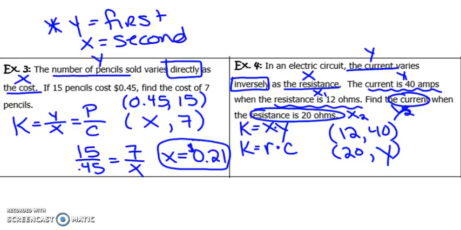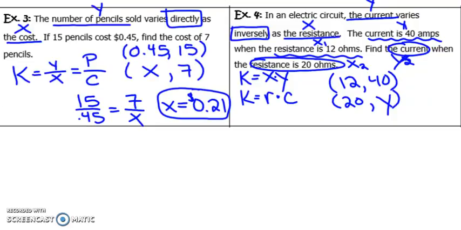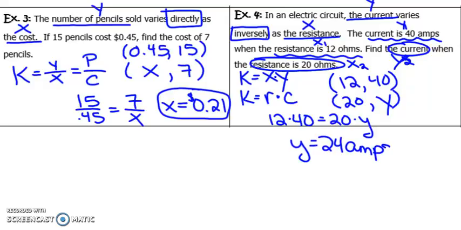So again, we're just setting up points based on the X and Y, and then we're going to solve them the same way we've been solving them. Since it's an inverse, we're going to multiply. So I have 12 times 40 equals 20 times Y. From here, you would multiply and then divide. So in this case, Y is going to equal 24 amps because it is talking about my current.